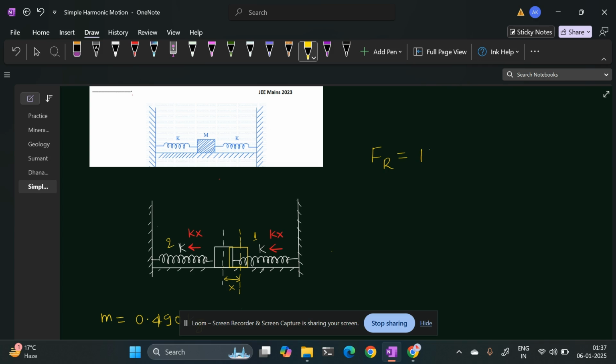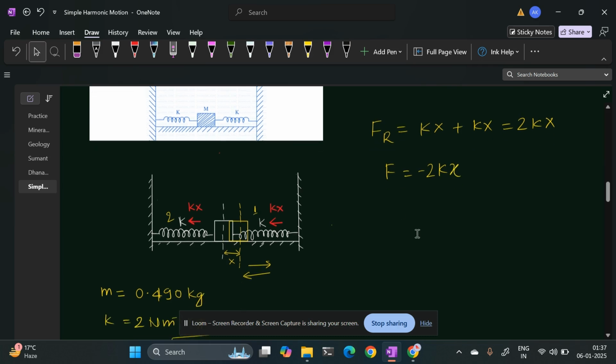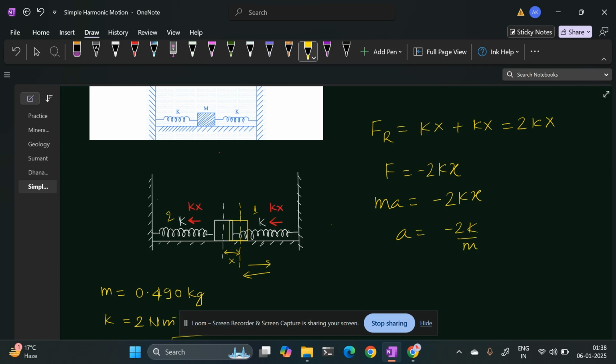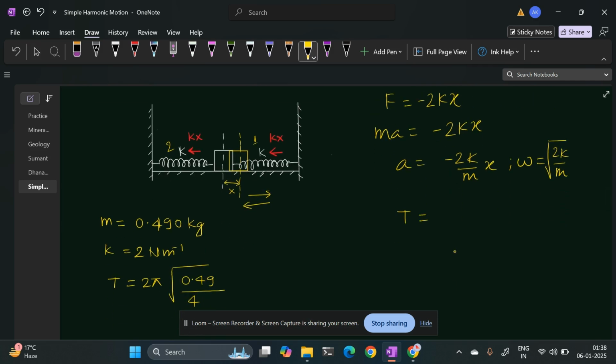So we write F equals kx plus kx equals 2kx, and the displacement is in the positive x direction and the force is in the negative x direction. So we can write F equals minus 2kx. From here we can write ma equals minus 2kx and a equals minus 2k by m into x. From this we can say that our angular frequency squared is 2k by m, and the time period of this spring block system is 2 pi root under m by 2k.